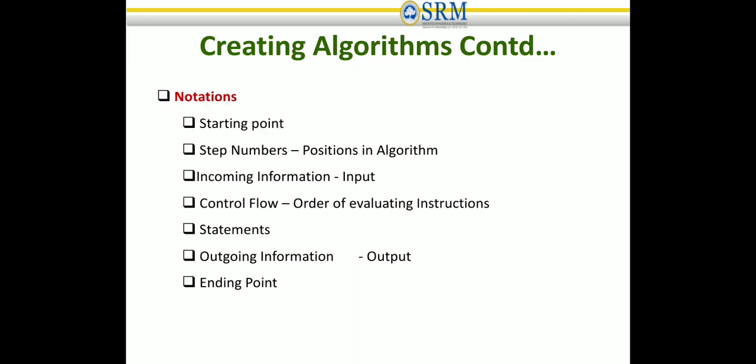Before seeing the notations, I would like to say something about algorithms. An algorithm is said to be correct if for every input instance it halts with the correct output. Once you give an input, it needs to halt on the right output. We say that a correct algorithm solves the given computational problem. An incorrect algorithm might not halt at all on some input instances.